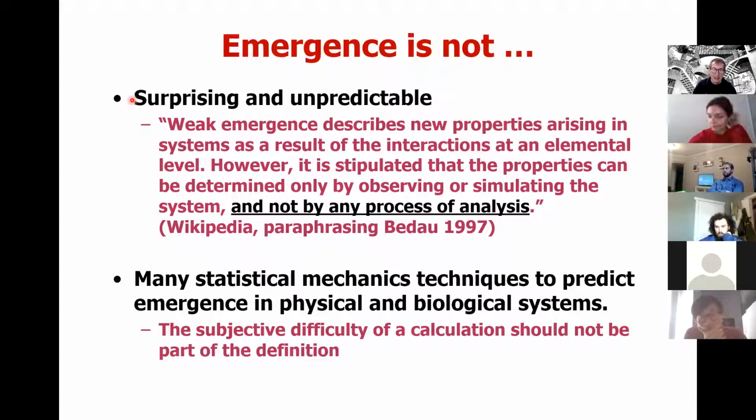And so the idea is that you would never be able to observe these properties or figure them out by any process of analysis. That's a picture of emergence that's sometimes called weak emergence by philosophers of science, and you can't really predict that they'll be there. You just have to go and do the experiment, and I don't believe that's true at all. I think there are many statistical mechanical techniques to predict emergence in physical and biological systems, and the subjective difficulty of a calculation is not really part of the definition.